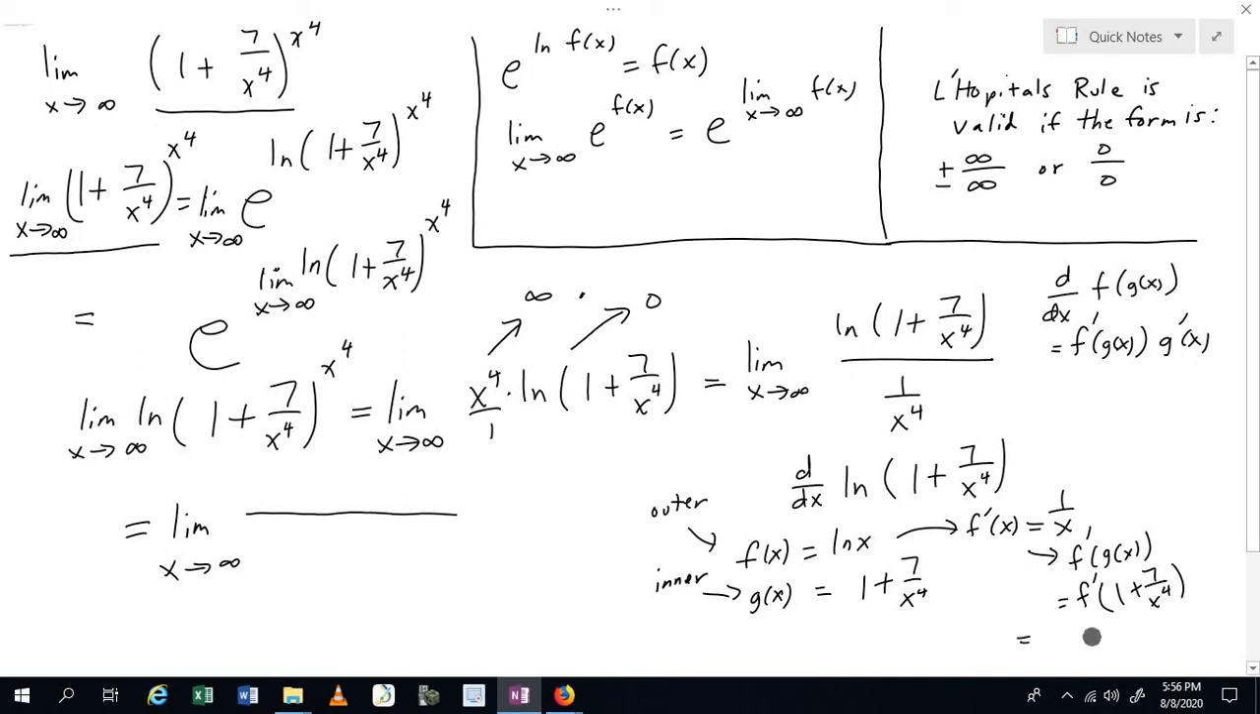And of course there, you're plugging this into this function here, right? What does this function do to anything that you plug into it? It just says 1 over whatever you plug into it, right? That's what it does. So when I plug this into this function, I'm just going to get 1 over that.